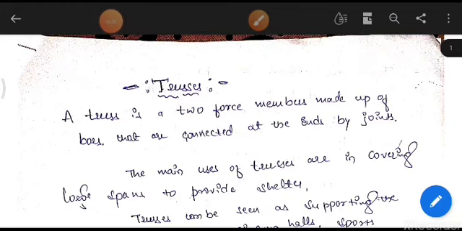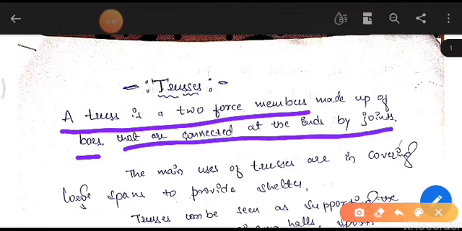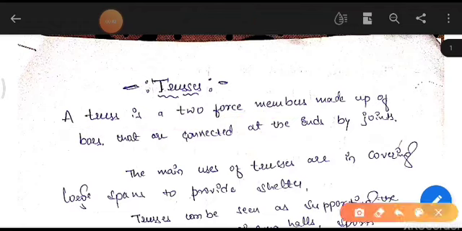A truss is a two force member made up of bars. Usually it is a bar which sustains two forces, either compression or tensile, and these bars are connected at the ends by joints. I hope you have seen trusses.